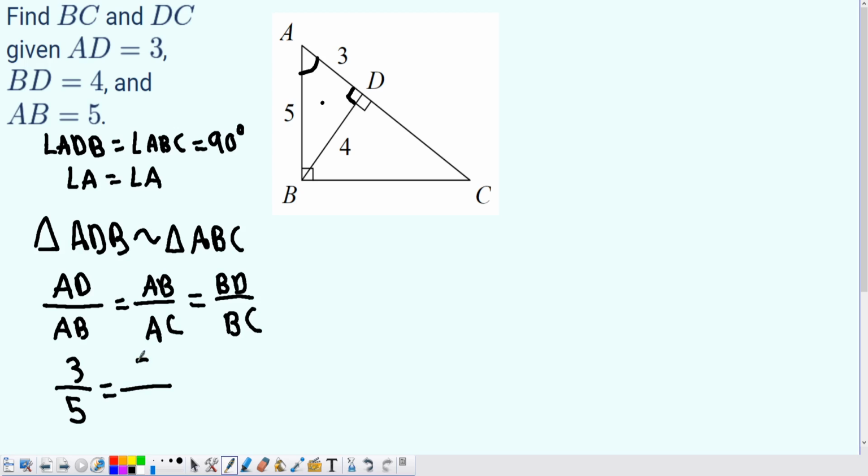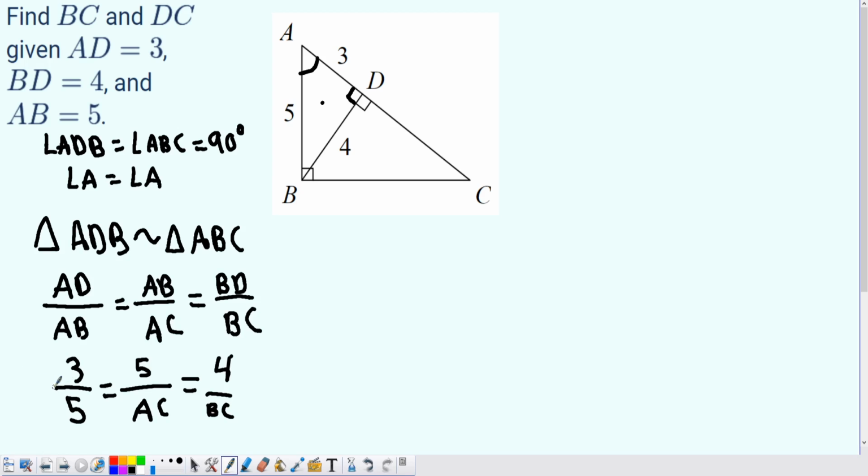AB over here is 5. And AC, well, we're not quite sure what that is, so we're just going to leave it for now. And then finally we have BD, which I'm not going to leave as a variable, because BD is 4 over BC.